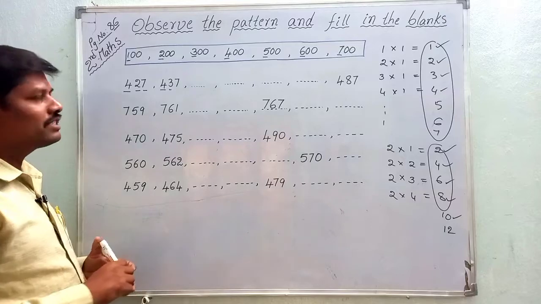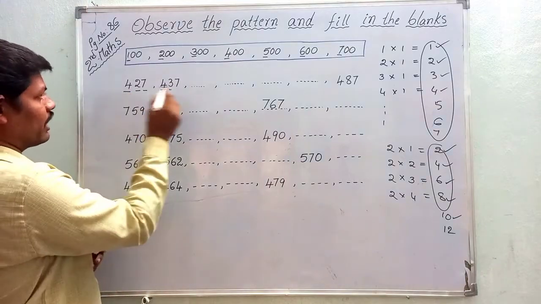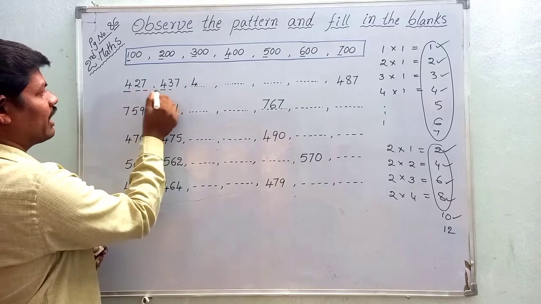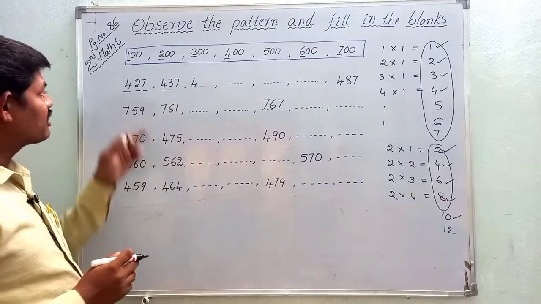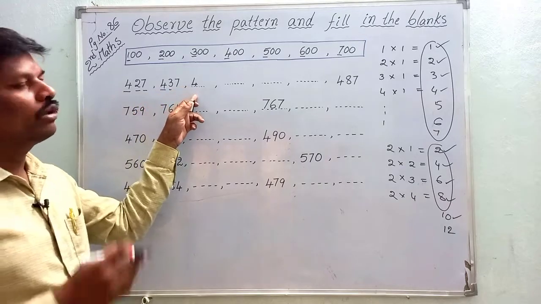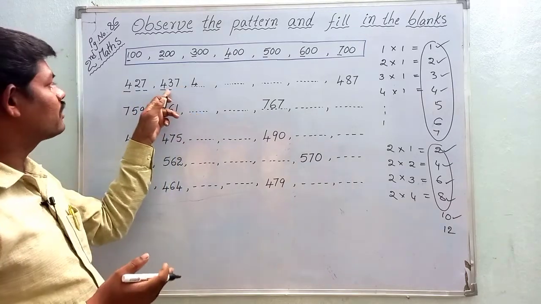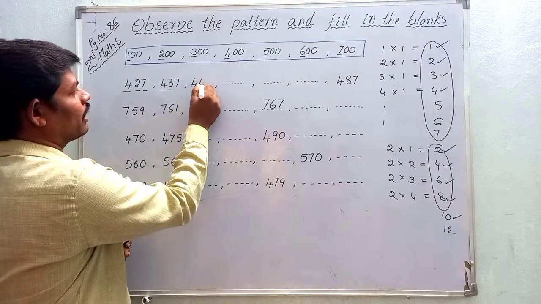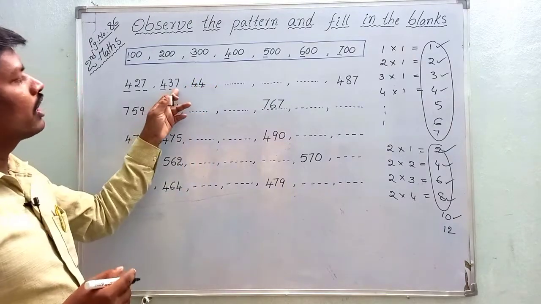So like that you can easily write. First write the hundreds place because it is the same. In the tens place, 1 is increased. From here to here, 1 will increase. That means 3, and after that you can write 4. The ones place is the same.